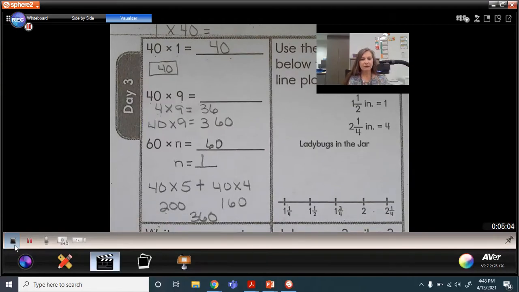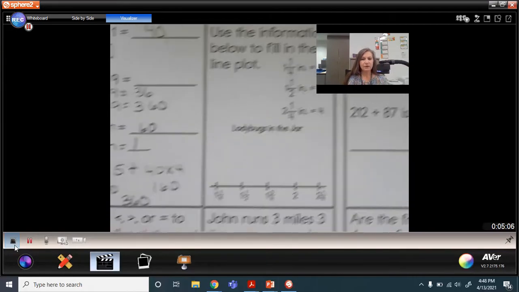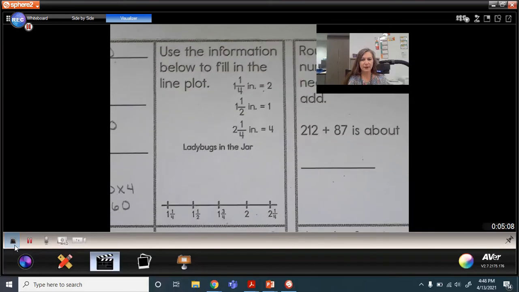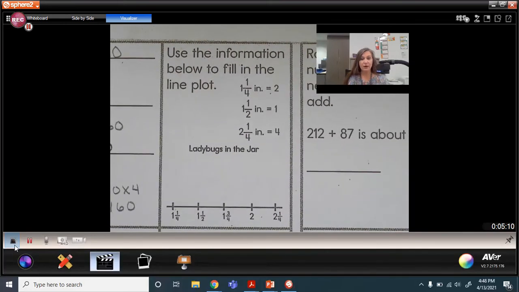All right, let's take a look at this next problem, and it's a line plot, which is what we've been talking about in our math lesson. Now, I'm not quite sure because I'm looking at this title and it says ladybugs in the jar. And so I'm not sure if the ladybugs in the jar are this length or it's just the jar is filled that much with ladybugs. That's a lot of ladybugs.